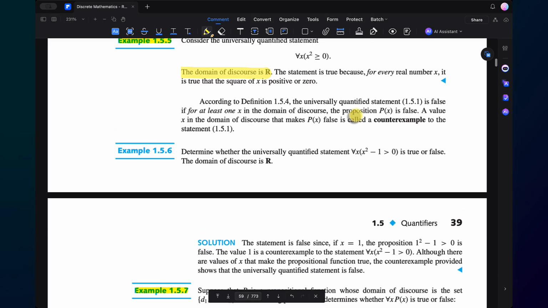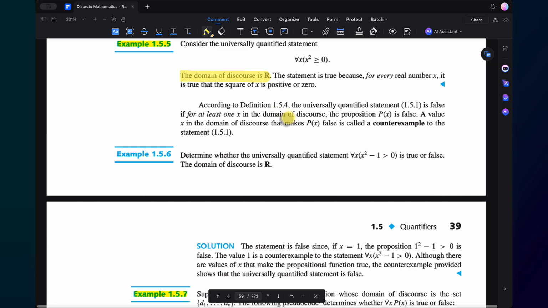Okay, here we go. According to definition 1.5 for the universal quantifying statement, right?